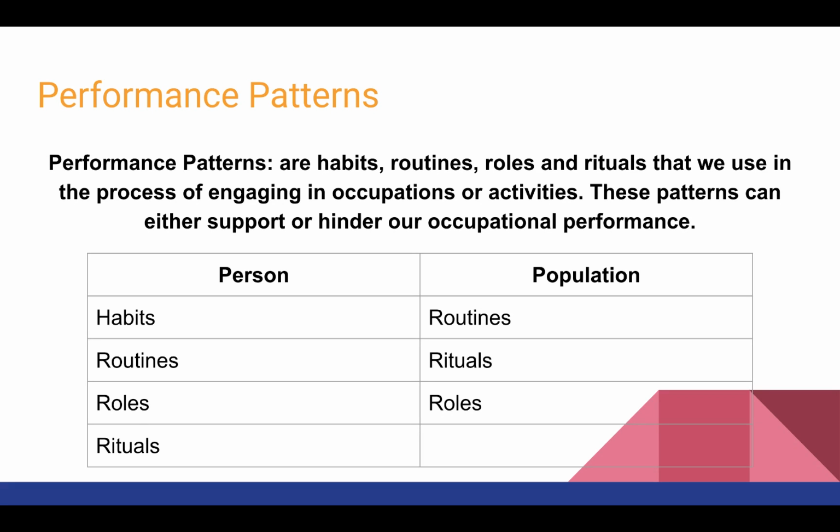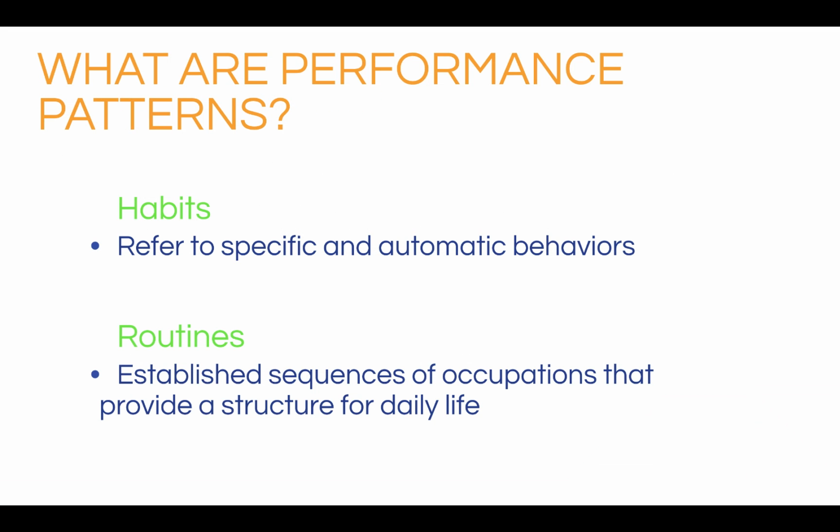Performance patterns can be classified as either a person or a population. Your book does a really nice job differentiating and explaining what these 2 components are, so please be sure to read that. I'm going to go through and talk about each of the habits, routines, roles, and rituals a little bit more in detail. So what are habits? Habits are referred to as specific and automatic behaviors. These are things that you do without even thinking about it. What are some habits that you engage in?